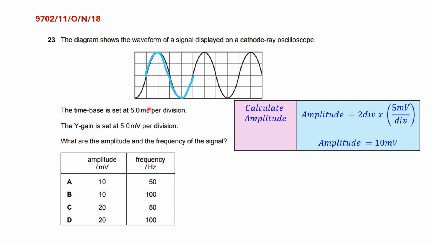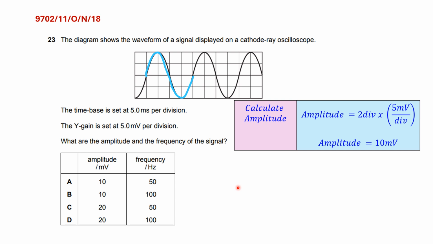So in this case, we are going to call it division. So 2 divisions times the Y gain. The Y gain is, or the equivalent for any division is, 5 millivolts. So then we cancel division with division. So the amplitude is 10 millivolts. If I look at this table here, I can see option A and option B, we have 10 millivolts. What is going to determine the correct answer is the value of the frequency.